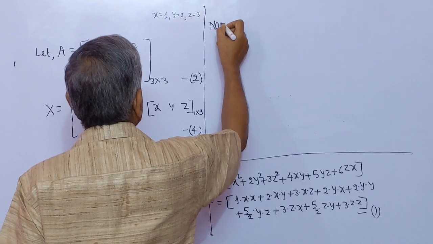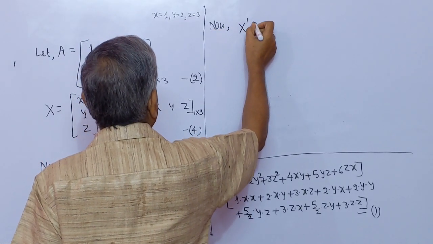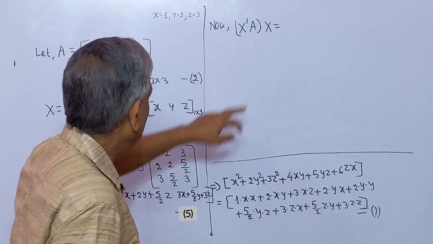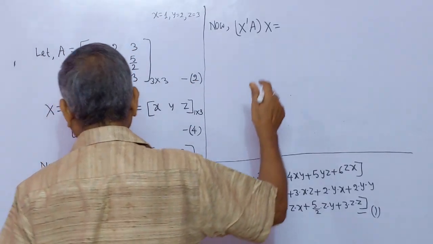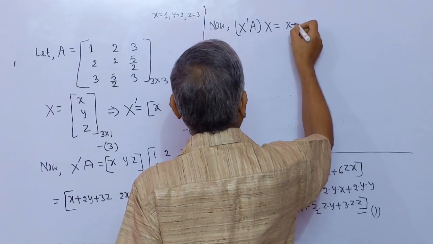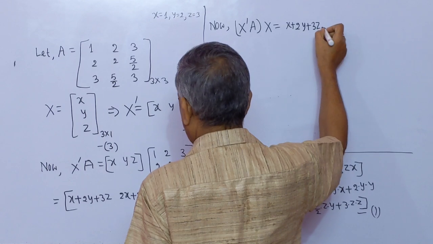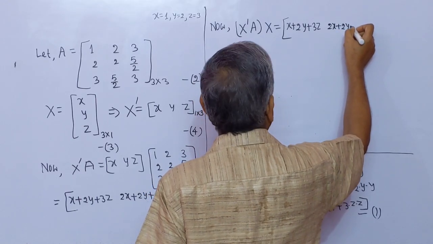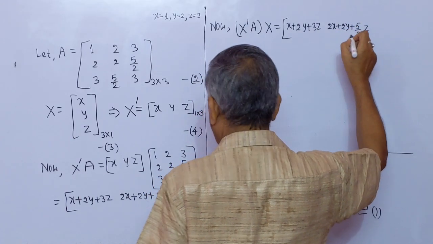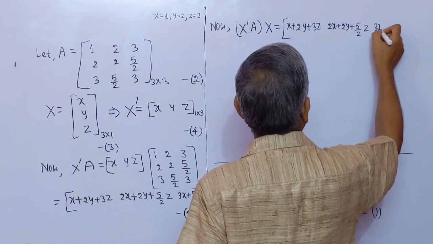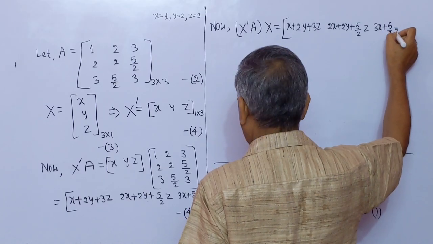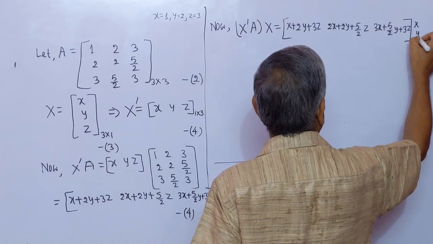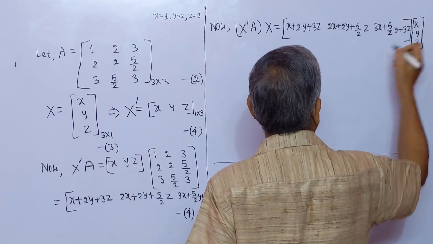Now transpose of X multiply A multiply X. Transpose of X multiply A is this, we write this firstly: x plus 2y plus 3z, here 2x plus 2y plus 5 by 2 z, here 3x plus 5 by 2 y plus 3z, multiply x, y, z column matrix.